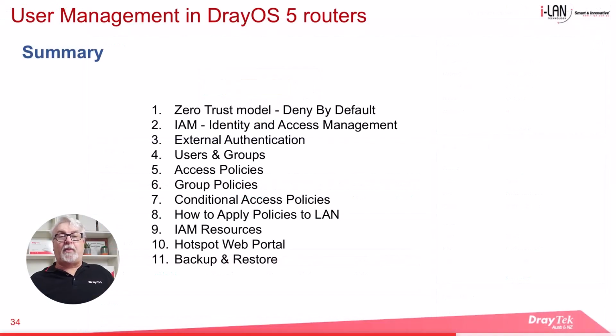So to summarize, today we had a brief revision of the Zero Trust model and identity and access management. We covered authentication methods, users and groups, access policies, group policies, conditional access policies, and how to apply those policies. We looked at what an IAM resource is and also had a quick look at the Hotspot web portal and the backup and restore option so you can back up and restore all of your IAM settings.